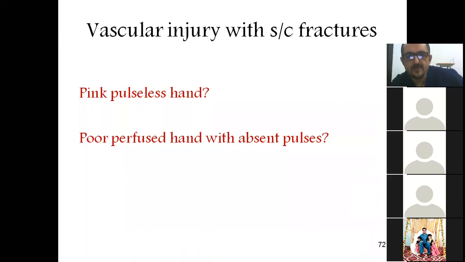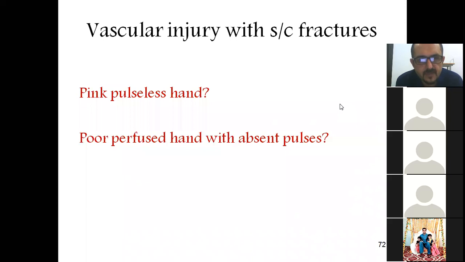For example, you have a patient with a suspicion of vascular injury, a pink pulseless hand. The patient has no pulsations, but capillary fill is okay. What will you do? Observation only. Duplex ultrasound. Sir, I want to reduce the fracture first, then re-evaluate the vascular status. Okay, you reduce the fracture, no pulses yet. What will you do?